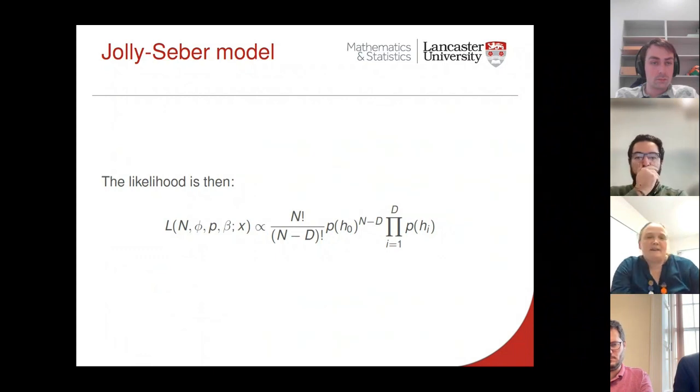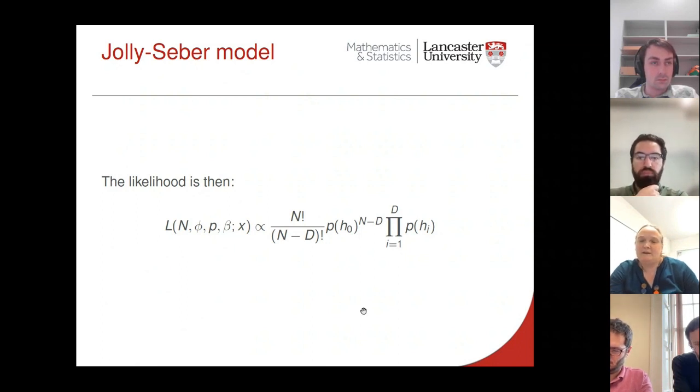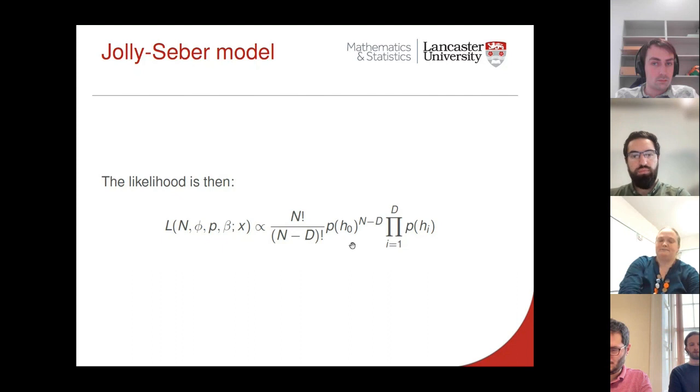Okay, so the Jolly-Sieber likelihood itself is essentially a multinomial likelihood. So you can think about constructing the probability of each of your observed encounter histories. So we have the probability of the H_i here for all observed individuals, so it goes from i equals 1 up to D. We've got our multinomial coefficient term, n factorial over (n minus d) factorial. And then we've got this additional term, P of H_0.